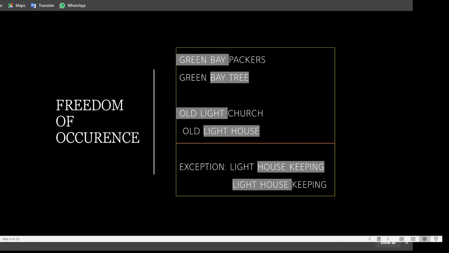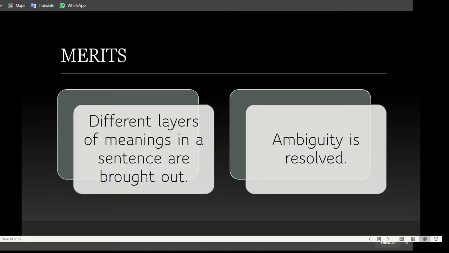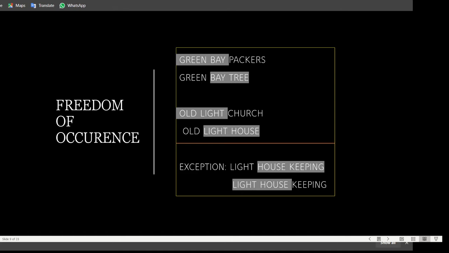Another example is Old Light Church and Old Lighthouse. Look at the first one, Old Light Church. Light church is a very rare construction. Normally we say Old Light Church, so the division is there after Old Light.